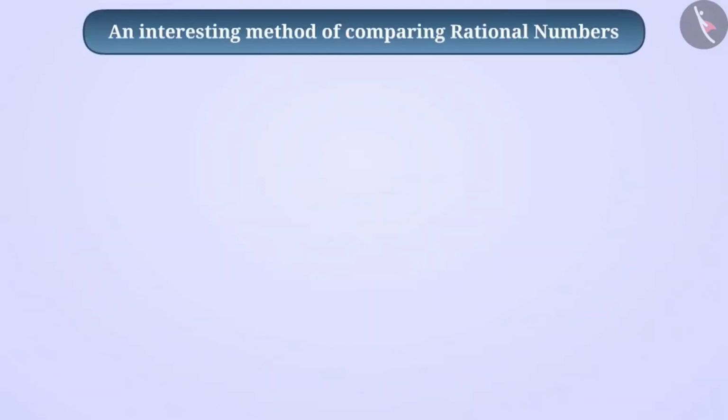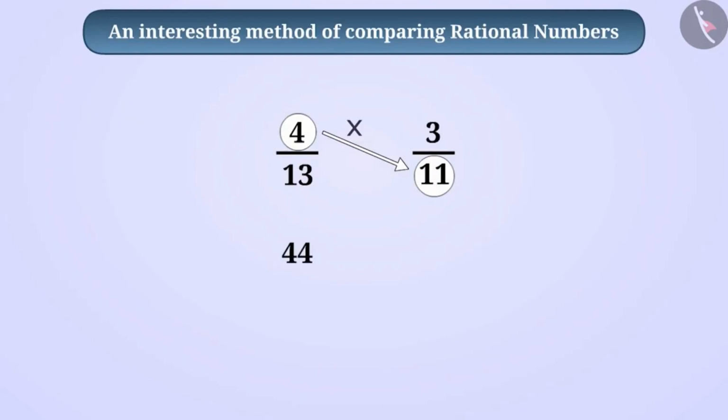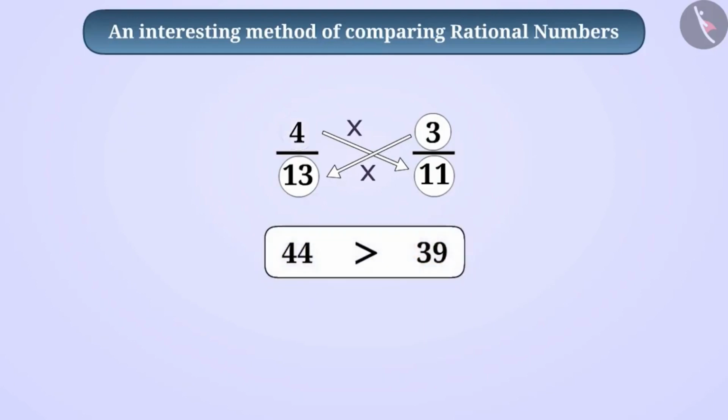Now let's look at an interesting method to compare rational numbers. Suppose we want to compare 4 by 13 and 3 by 11. To compare the two numbers, we will multiply the numerator 4 of the first rational number with the denominator 11 of the second rational number. The result we get is 44. Similarly, we will multiply the numerator 3 of the second rational number with the denominator 13 of the first rational number. The result we get is 39. Here we see 44 is greater than 39. Therefore, we can say that 4 by 13 is greater than 3 by 11.